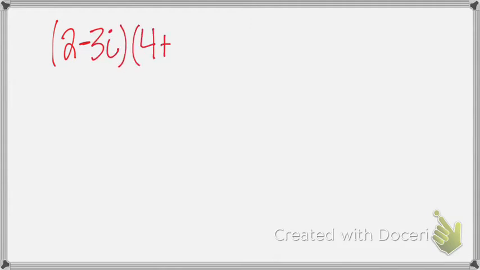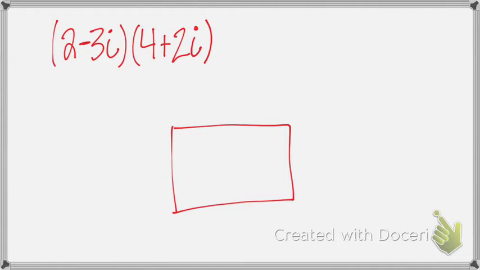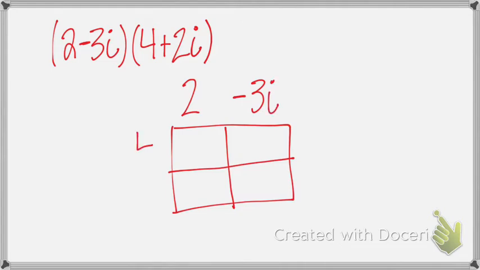All right, number 1 on the right. Simplify the expression. So, we have 2 minus 3i times 4 plus 2i. So, for right this second, let's treat that i as if it was an x. Okay? So, what method are we going to do? The box, right? So, got our box. 2 minus 3i and 4 plus 2i.